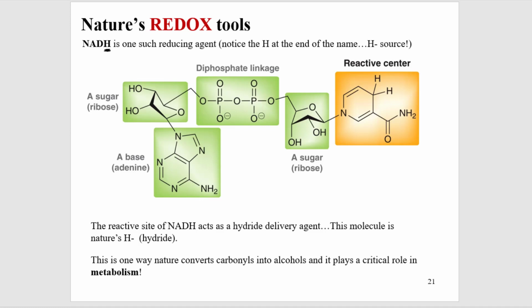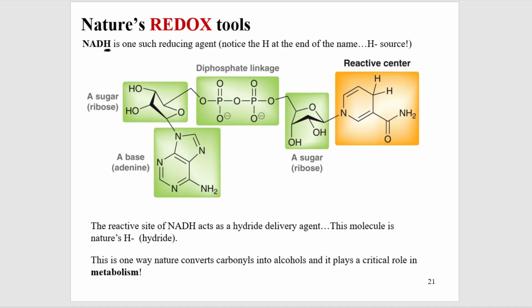So if you're ever studying biochemistry and you can't remember NAD plus and NADH, just remember that NADH is your hydride. It's the reducer. It's your reducing agent because it is the provider of your H minus. Where does nature get its H minus from? Well, this whole big massive molecule here is NADH.